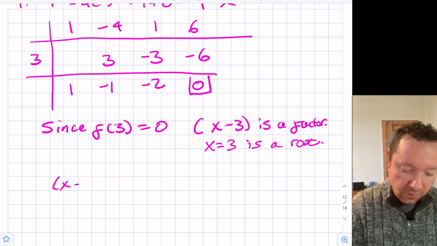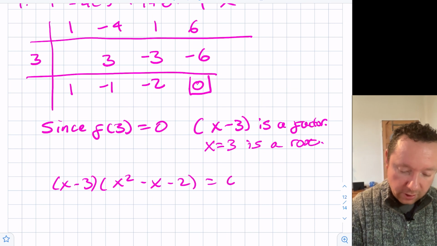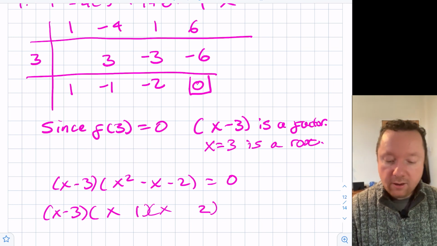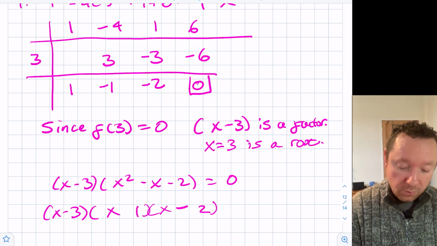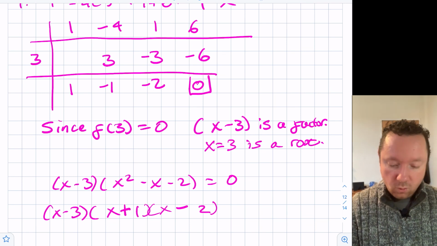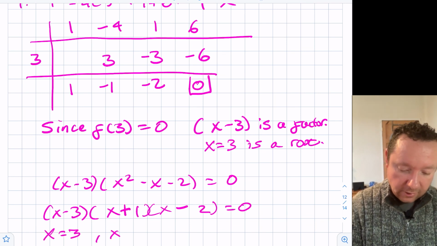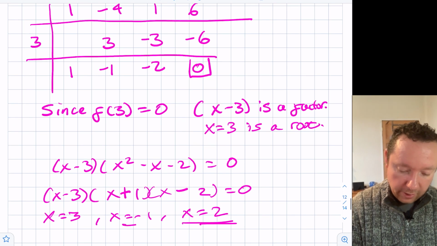So we've got x minus 3, x squared minus x minus 2 equals 0. X minus 3, x minus 2, x plus 1: 2 and 1 times together make 2, minus 2 plus 1 equals minus 1. So our roots are x equals 3, x equals minus 1, and x equals 2. And we're done there.